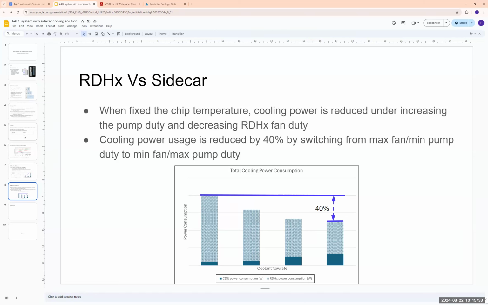One point about this slide here. If we saw that the sidecar consumes more energy because you have the fans there and so on, you have to consider that the CDU has the fans outside the building. Therefore, the consumption is less because you are not considering the fans outside the building. So this is an important point.